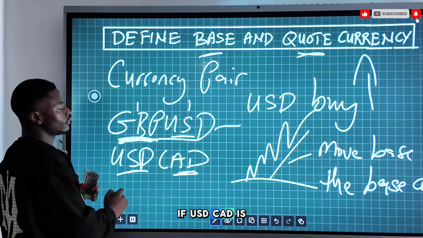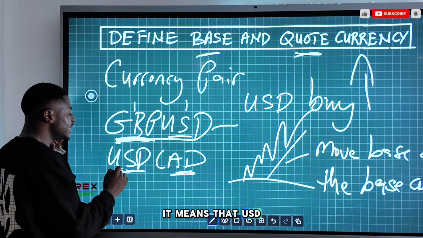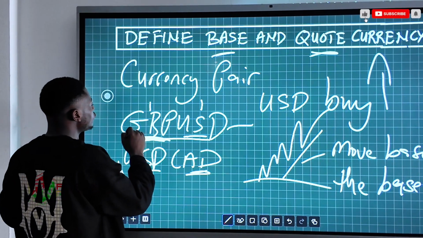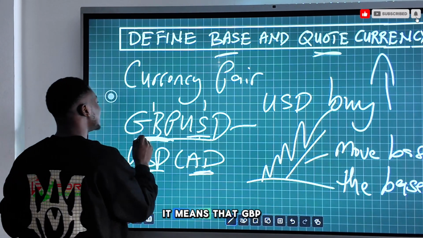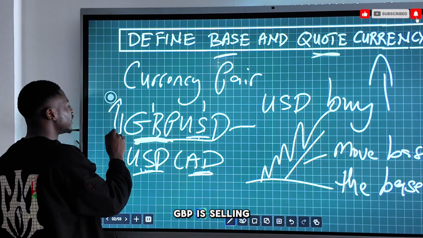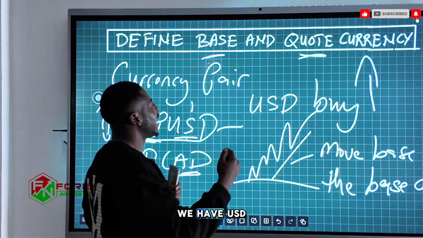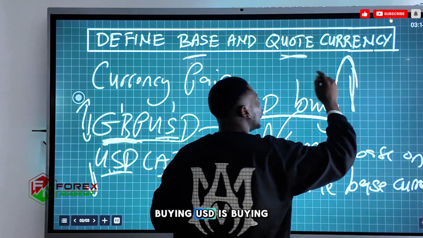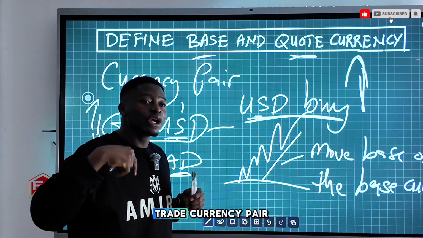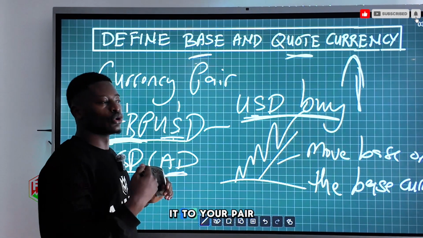Example, if USD CAD is selling, what does that mean? If USD CAD is selling, it means that USD is selling, right? If GBP USD is buying, it means that GBP is buying. If GBP USD is selling, it means that GBP is selling. Now, it might still be vague. Let's go deep. In a situation where we have USD buying, USD is buying as a currency, right? For you as a trader, you need to trade a currency pair, not that particular currency. You come now to your pair, how can you relate it to your pair?